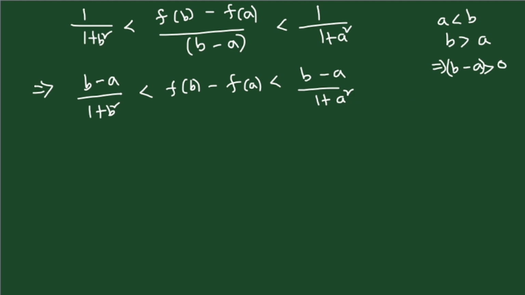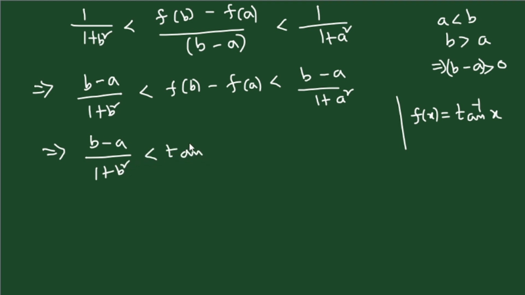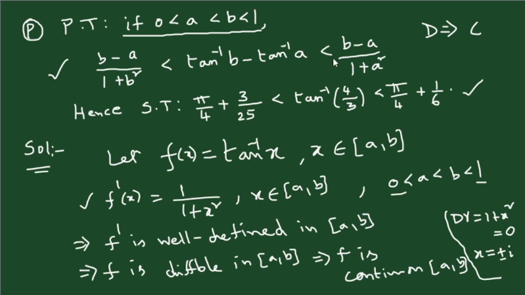So this is the result. And what is f of x? F of x is tan inverse x. Therefore, what is f of b? F of b is tan inverse b minus tan inverse a less than b minus a by 1 plus a square. So this is the result we need to prove, right? We have proved it. Now you need to deduce this result inequality from this.